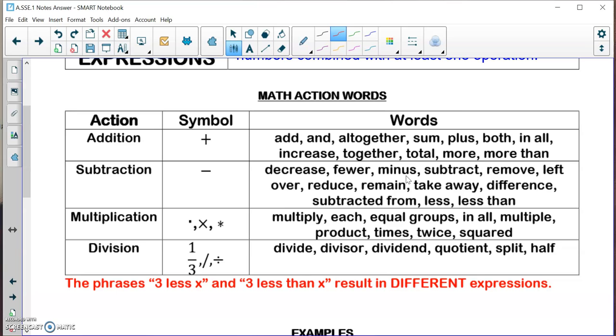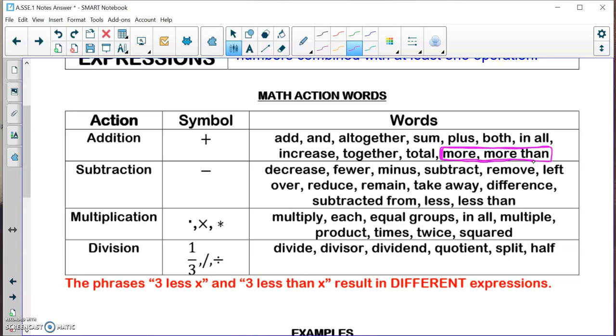Here are our operations that we are learning just briefly about because you should already know all of this. For addition, that's the symbol. Here are all the words that mean addition. There may be other words that aren't included in here. I do want to point out that there is a difference between more and more than, and we'll get to that in a little bit. But go ahead, study these words.